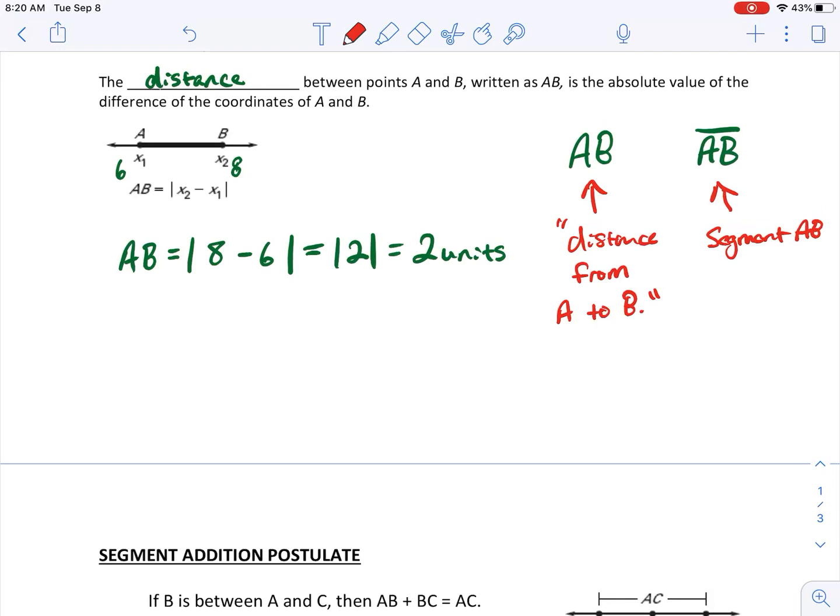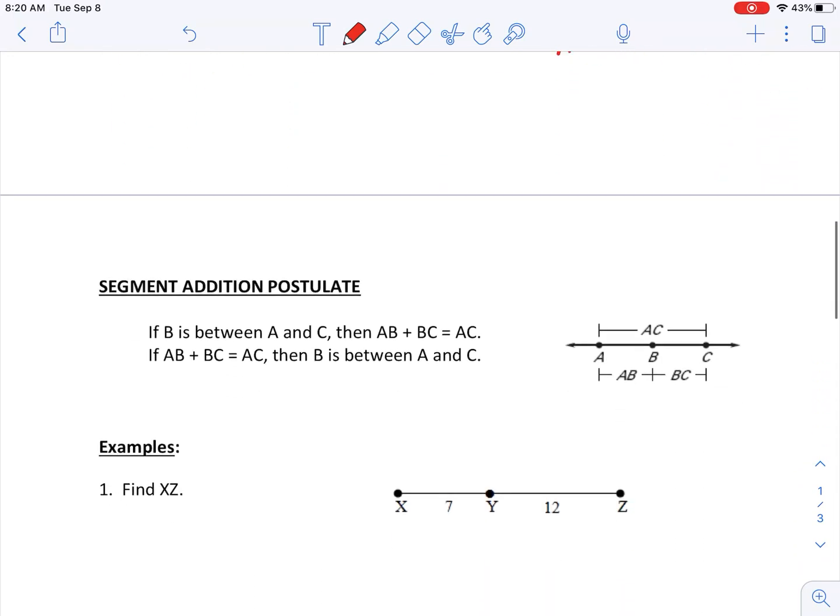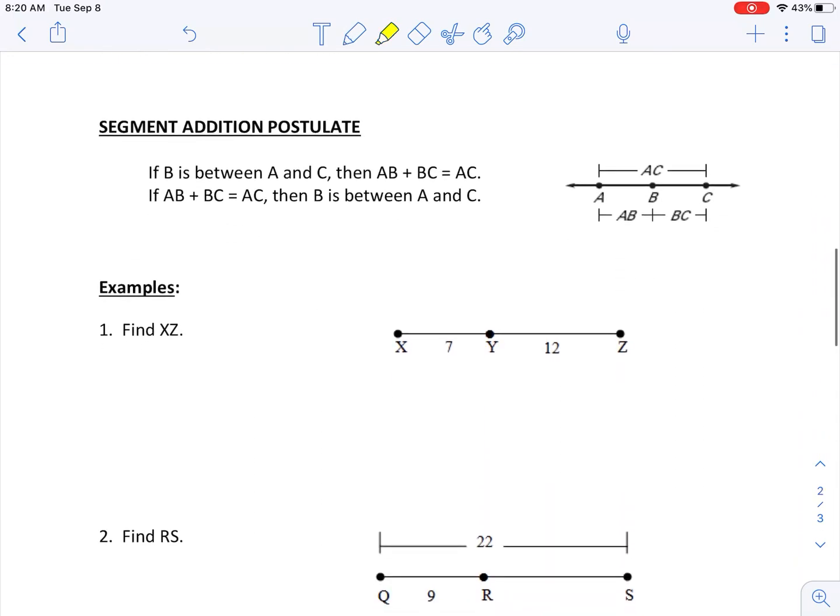Why is there a bar? Well, that's talking about the actual segment. We use that with congruence. If we have just AB, we're talking about the distance from point to point.